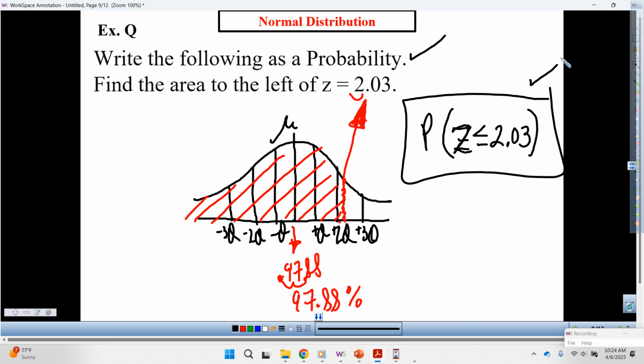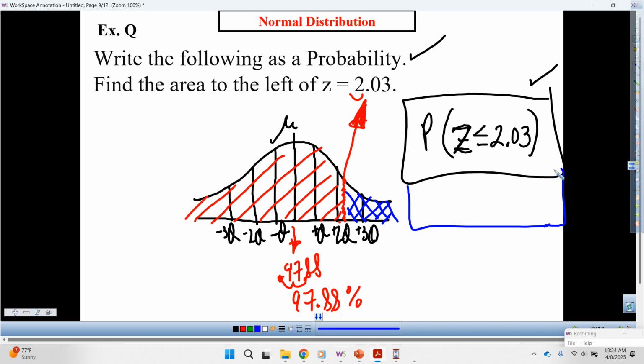Bonus question. But what if I didn't want to write the probability of everything to the left? What if I want to write the probability of everything to the right? Tell your neighbor what to write. What would I write as the probability of everything to the right? As a probability, how would I write that? Tell your neighbor. All right, how would I write that?